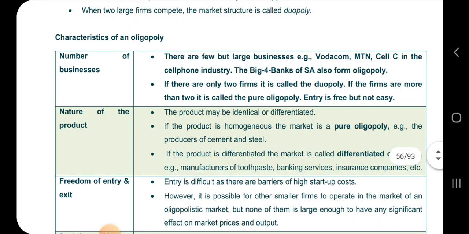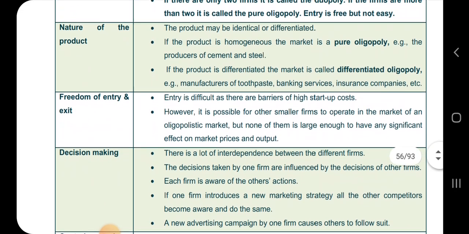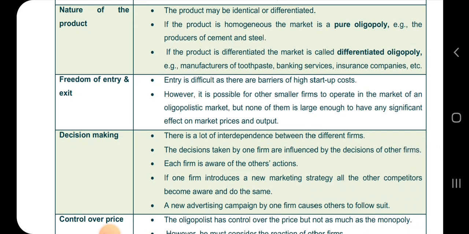So, characteristics of an oligopoly: we look at the number of businesses in the industry. There are few but large businesses like Vodacom, MTN, Cell C in the cell phone industry. The big four banks in SA also form an oligopoly: Standard Bank, Nedbank, FNB, and ABSA. Those are the four big banks in the country. Nature of the product: the product may be identical or differentiated. The product can be exactly the same, or there's just little differentiation between the companies rendering that service.